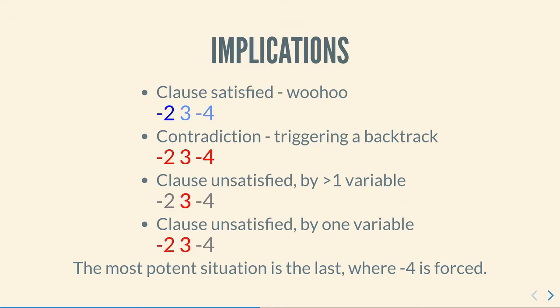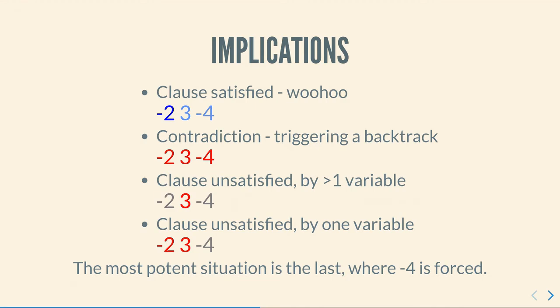Alternatively, the clause can be entirely unsatisfied. That is a contradiction. So for instance, if the clause is not 2 or 3 or not 4, and 2 was true and 3 was false and 4 was true, that would be a full violation of that clause, which would then trigger us to do a backtrack.